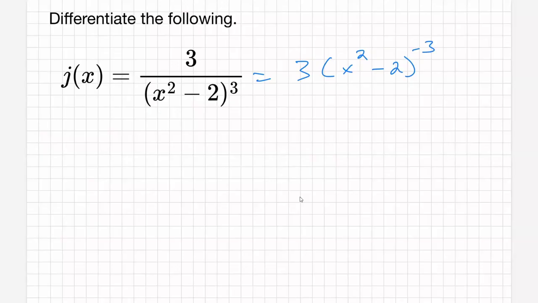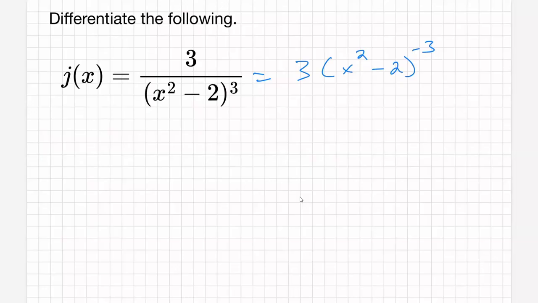Now, if it was, say, x plus 3 in the numerator, we would still have to do a product rule. But since it was just 3 in the numerator, all I have to do here is a chain rule for this problem. If you want to use the quotient rule, though, feel free to use the quotient rule. Nothing wrong with that. This will just save a couple steps. That's all.